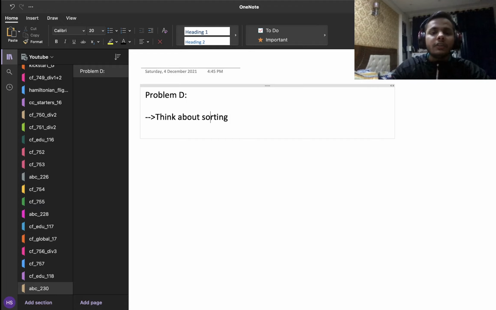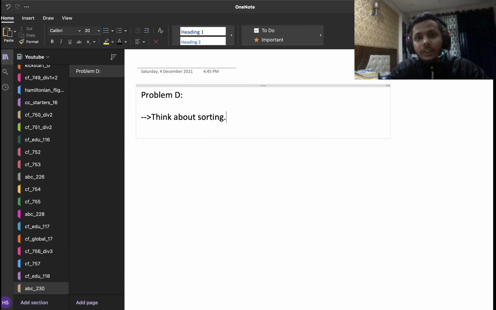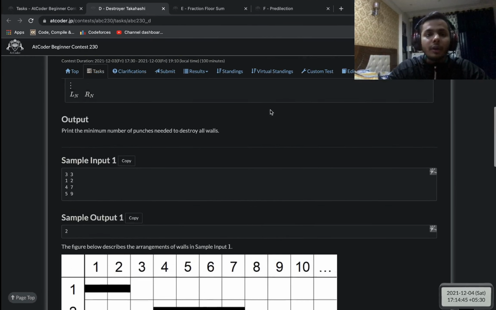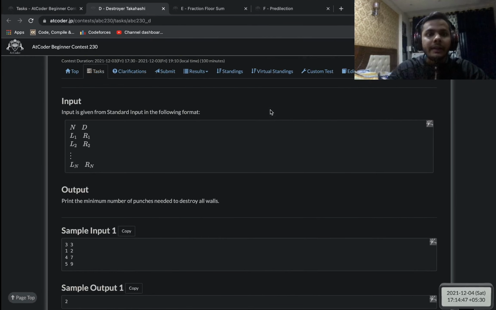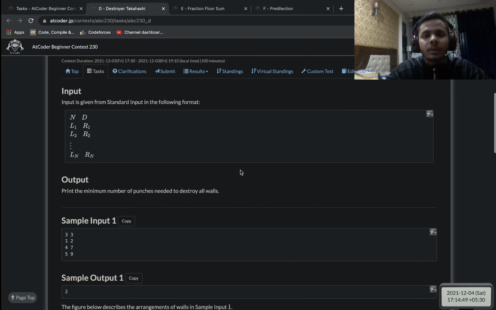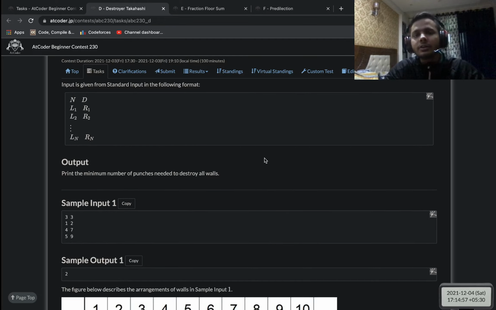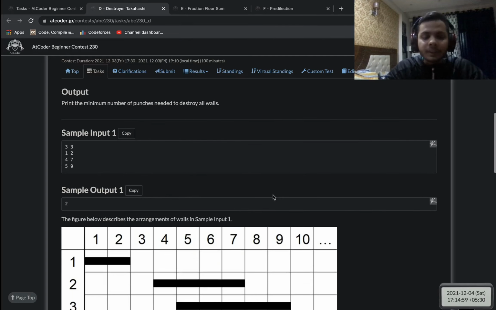Right, so the first thing that you have to think about is sorting the array. But a question arises: in this problem you have been given two values for every row, an L value and an R value. So the question arises naturally whether you sort the array based on L values or based on R values. That is, whether you sort based on starting points or ending points.